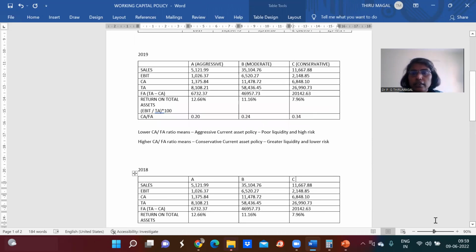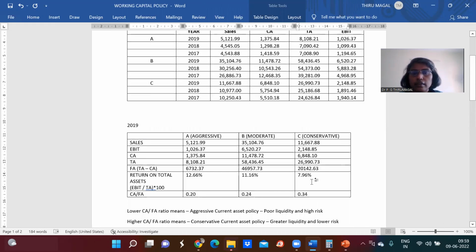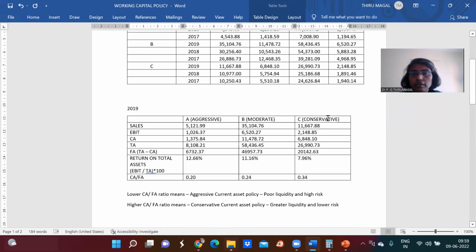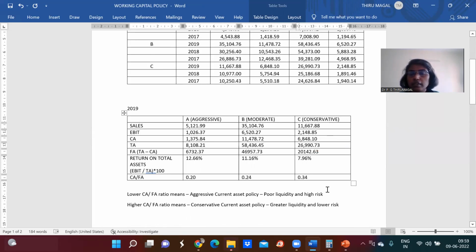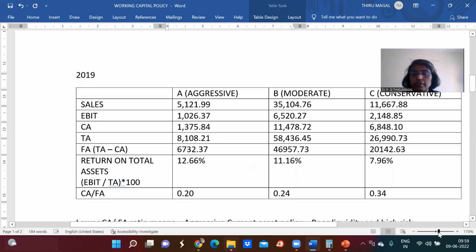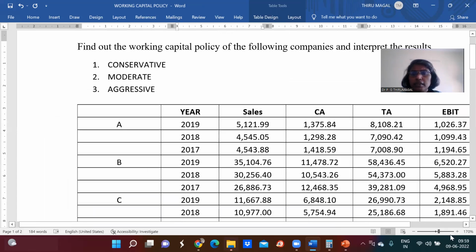So even you can check here in the previous 2019 data, the company which follows conservative policy, the return will be low. That is what I mentioned here. The return is low, but risk is less. Whereas the company which follows aggressive, the return will be more. But at the same time, the risk is also more. So that is the general rule of finance. Greater the risk, greater will be the return.